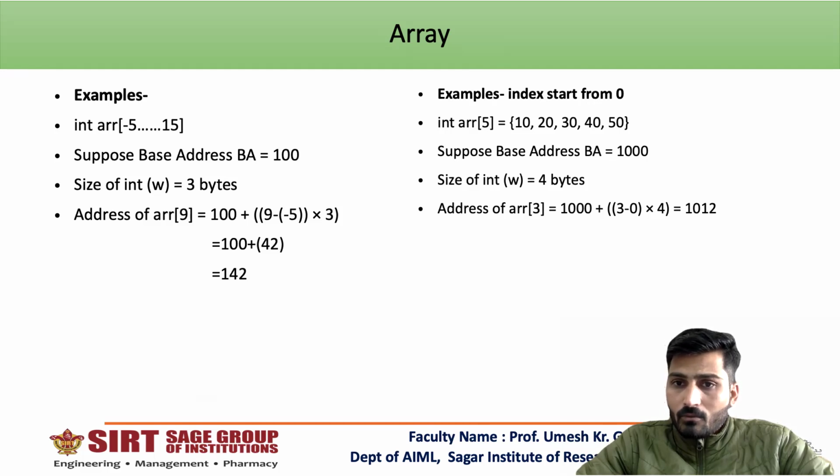But how do we calculate according to the formula? Again we apply the formula. arr[3] is equal to the base address 1000 plus (I is 3 minus the lower bound 0, because the index starts from 0) multiplied by the size of each element, where an integer takes 4 bytes. Then we calculate the address of arr[3] as 1012. So this is the one dimensional array.